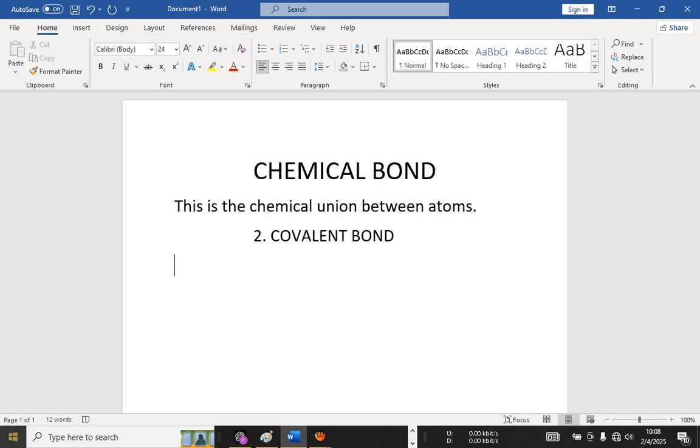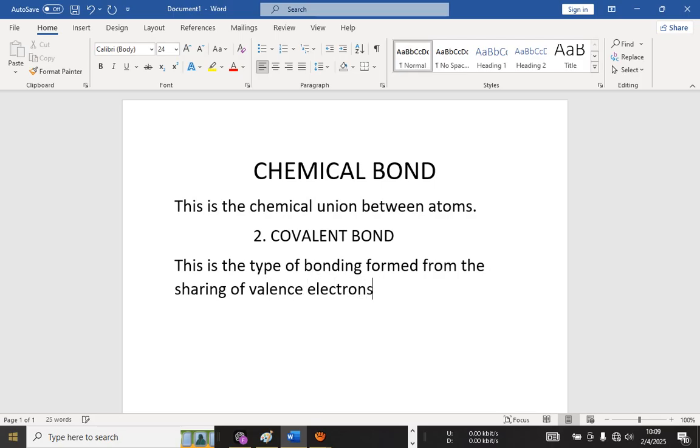Now at least you have got a hint of what we are going to do in covalent bonding. Covalent bonding is the type of bonding formed from the sharing of valence electrons between non-metals in order to obtain a noble gas structure. So that is the definition. Here we shall only look at sharing.